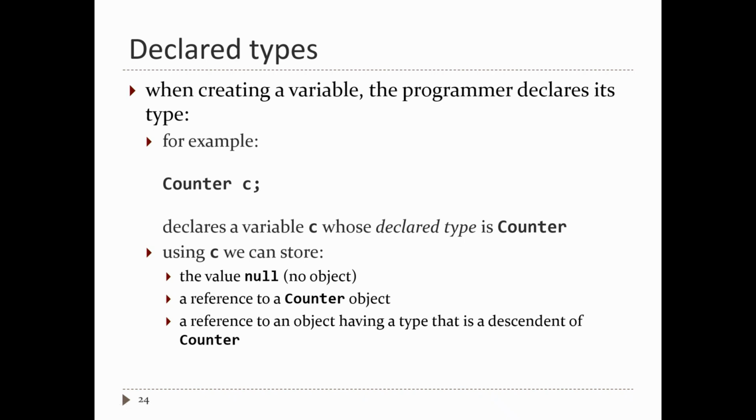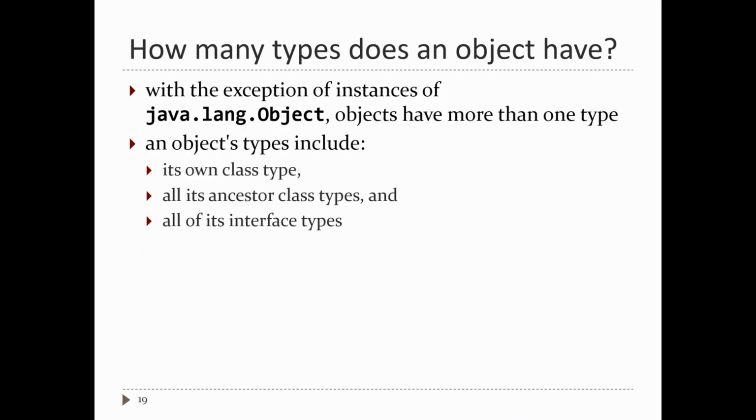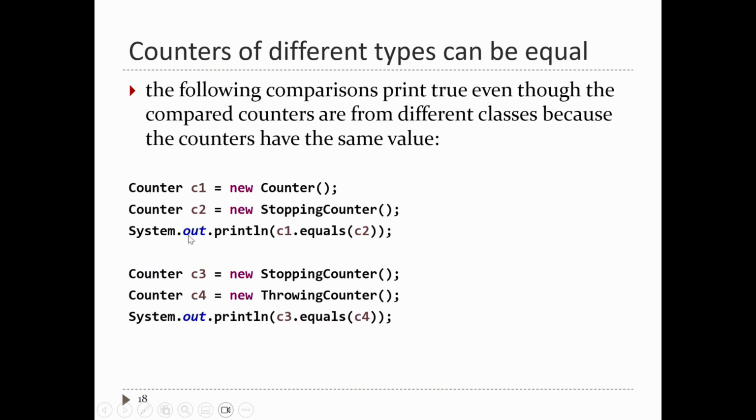All right, so there was also something funny back here in the code that I showed you. So here we made a new Counter, we made a new StoppingCounter. But I'm storing that StoppingCounter in a Counter variable. Similarly down here, I'm storing a StoppingCounter in a Counter variable, and I'm storing a ThrowingCounter in a Counter variable here.